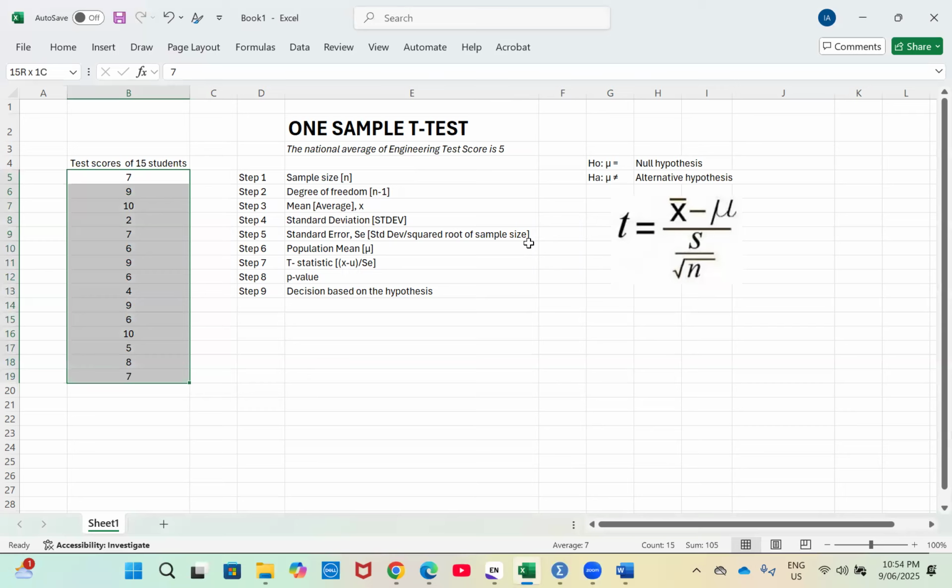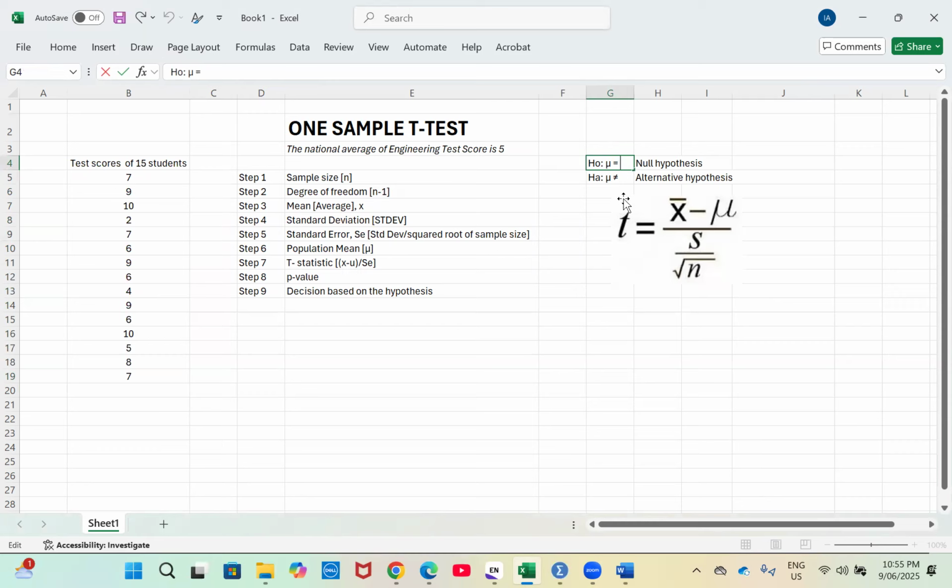The first thing we can do is put out our hypothesis. The null hypothesis is that we assume there's no difference in what these 15 students give us on average. Their scores will not be different from the national average, so the null hypothesis is mu equals 5. On the alternative, we assume that these students' average will be different from the national average of 5. Now let's do the computation and get the results.